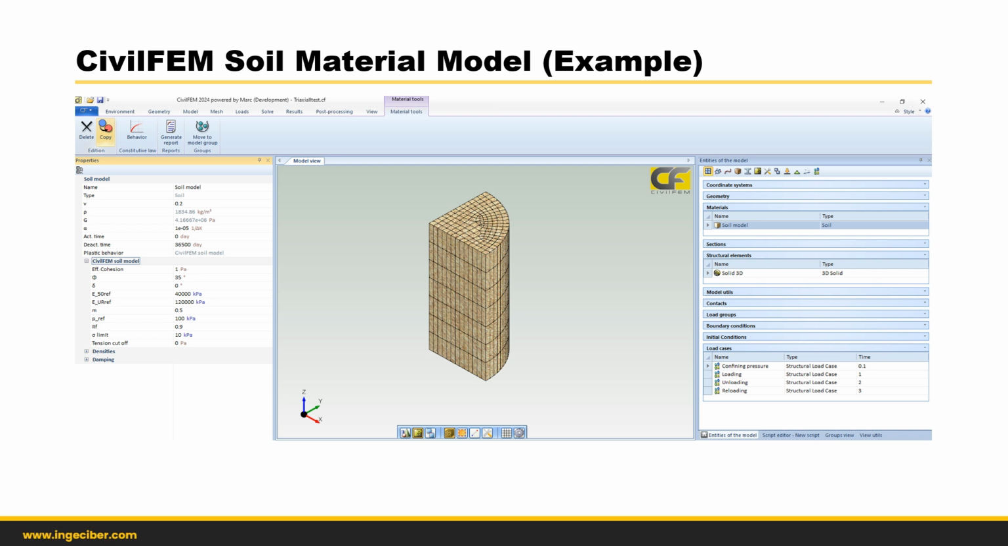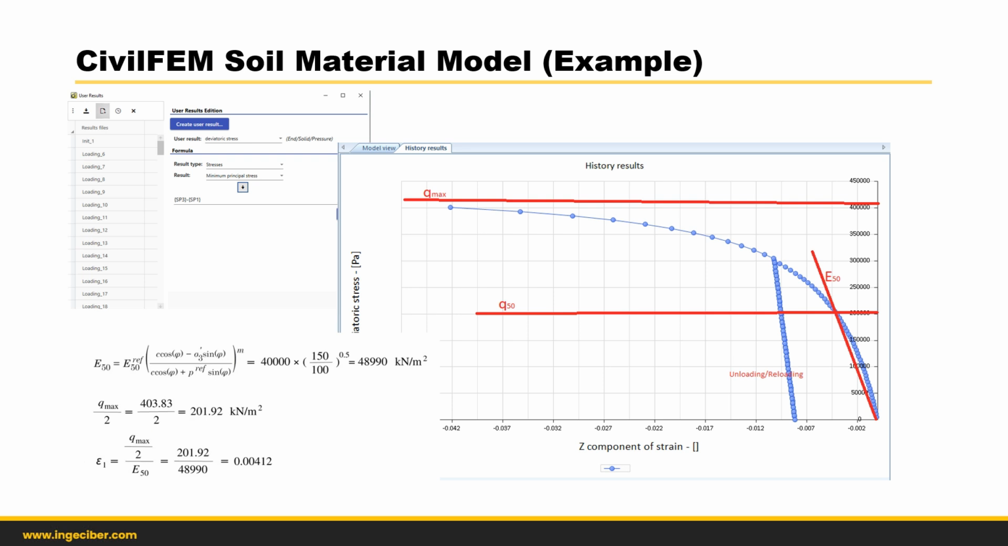For the post-processing results of this model, we can use the user result tool to create a result of the deviatoric stress by subtracting the minimum principal stress from the maximum principal stress. Then we can plot the deformation versus this result and check the CivilFEM material model results.